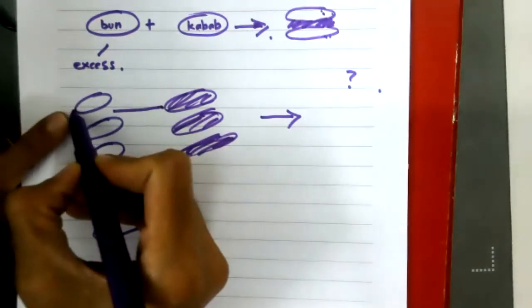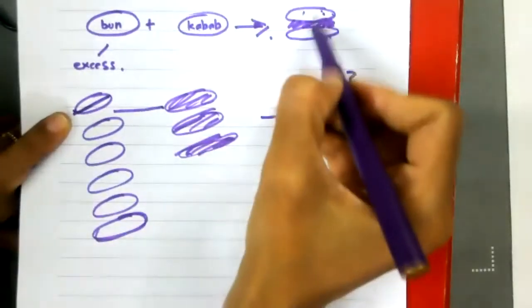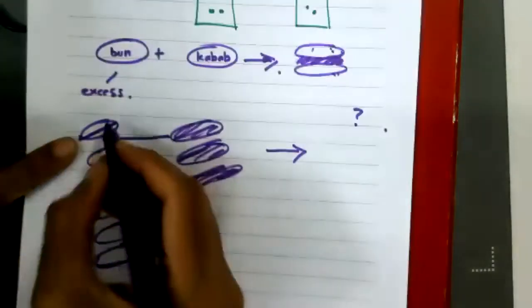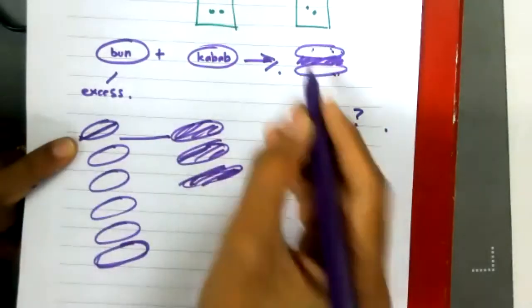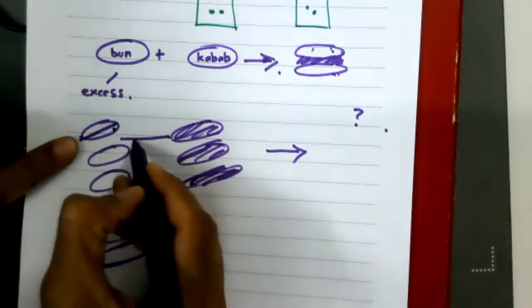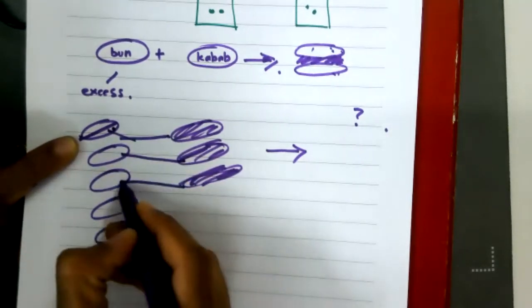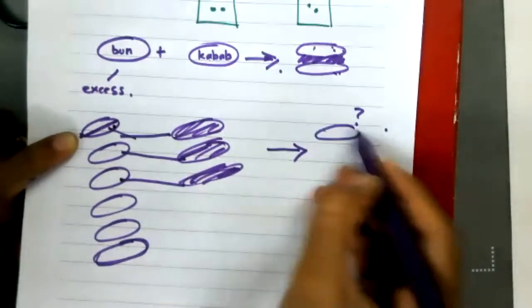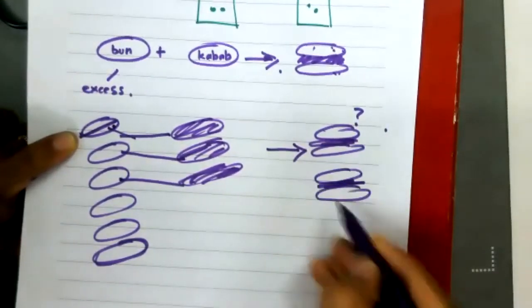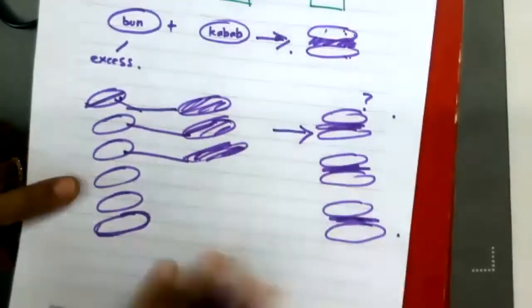Remember, this is before cutting. I will cut this and make the 2, so don't count these as 2 separate. Don't confuse. Just take this as 1 bun, 1 kebab. So 1 kebab with 1 bun, 1 kebab with 1 bun, 1 kebab with 1 bun. So I will have 3 bun kebabs.